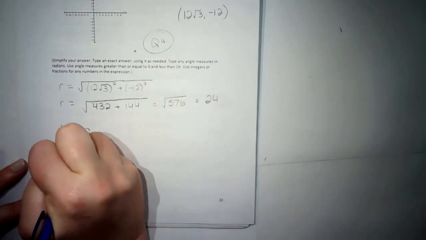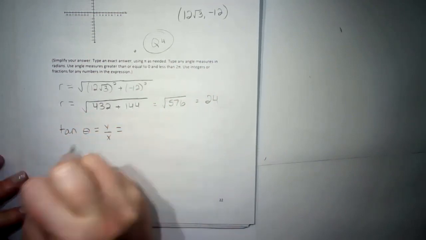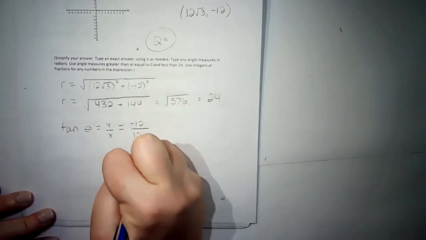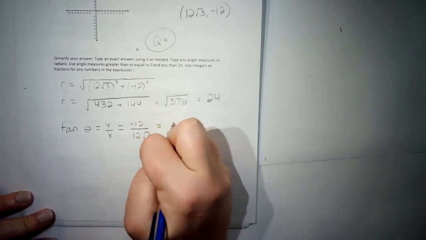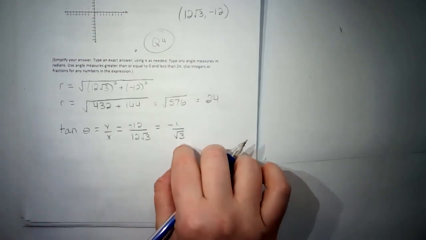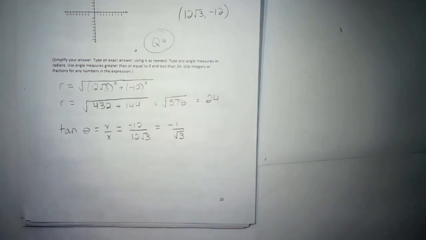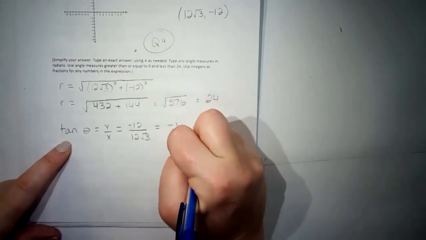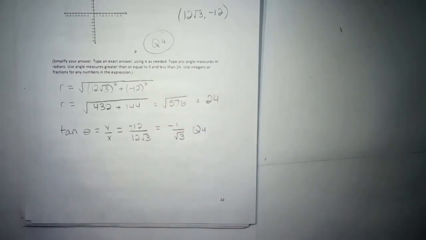The only other thing we need is a theta. My y is negative 12. My x is 12 root of 3. I'm going to get negative 1 over square root of 3. Now you can leave that if you want to, or you can rationalize it. I would just leave it because it's going to help your mind a little bit. You're not trying to find the answer to this. You're trying to find theta, right? So what I'm looking for is the value of theta where tangent equals this in quadrant 4.